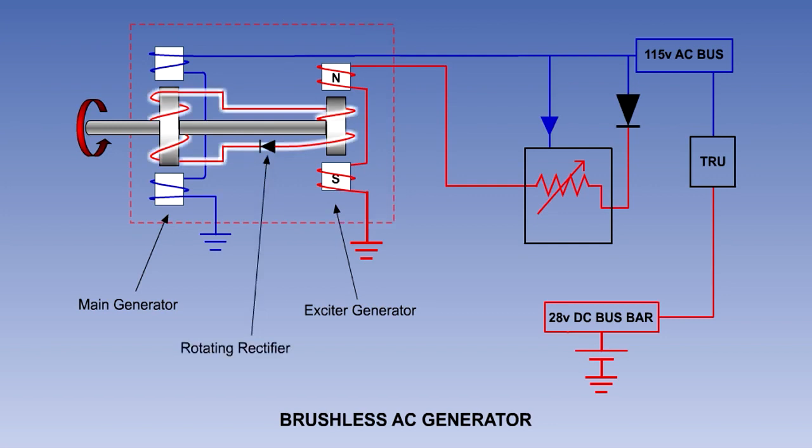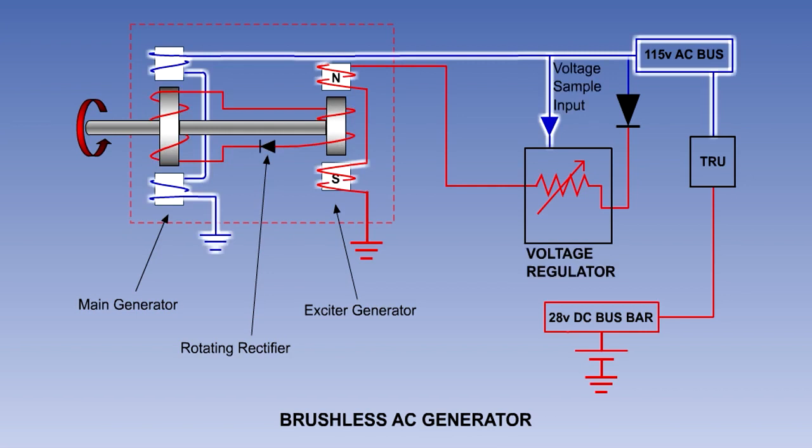Also rotating on the shaft is a rectifier unit. The rotating rectifier converts the AC produced in the exciter armature to DC for the main rotor field. The rectifier unit will normally be a bridge rectifier containing 4 diodes. Rectifiers are fully explained in another lesson.